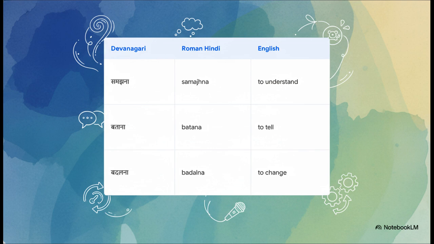Samajhna, which means to understand. Next up is batana. Batana means to tell. And finally, badalna. Badalna means to change. These three verbs are just incredibly dynamic. They take us from merely observing the world to actively interacting with it.